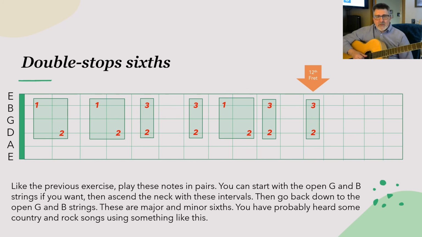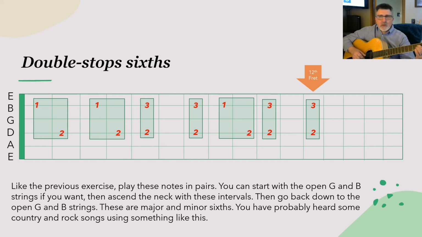This exercise is almost the same. We're going to use double stops as sixths. That's the last time we used thirds. And so notice that all we're going to do really is shift our second finger up to the 4th string, 2nd fret. First finger stays where it was on the last exercise. We'll play those 2 notes together. That's a sixth from E to C.